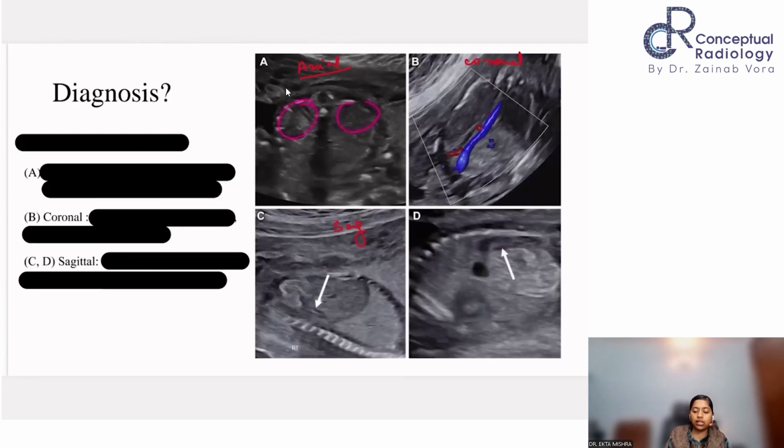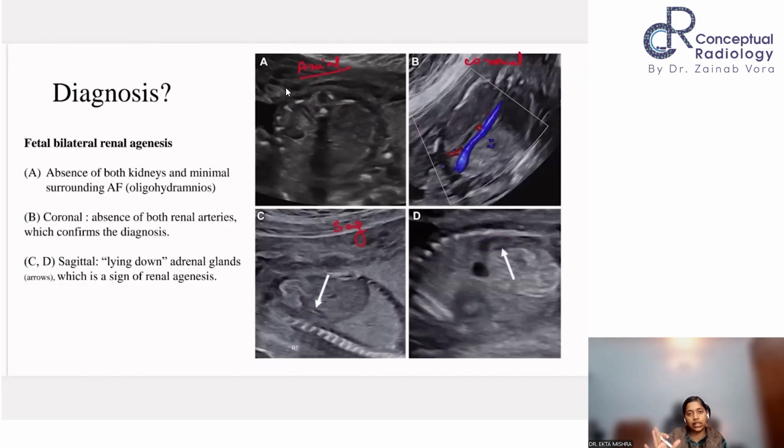So in axial images, I'm not able to see kidneys in the renal fossa. So I took a coronal view and turned on the Doppler. I don't see the renal arteries originating from the abdominal aorta. On sagittal images, the adrenals are not Y-shaped as they should be. It seems as if they are lying down. Adrenals are resting against the paraspinal musculature. So what is the diagnosis?